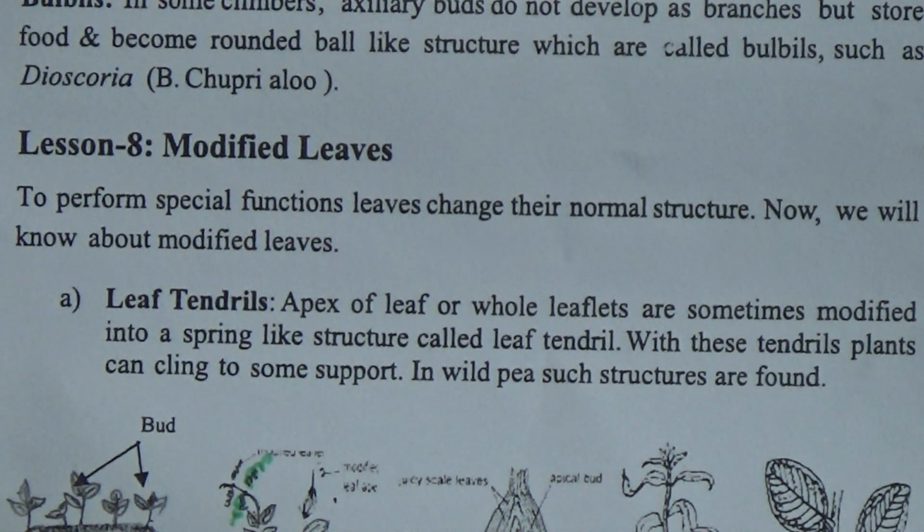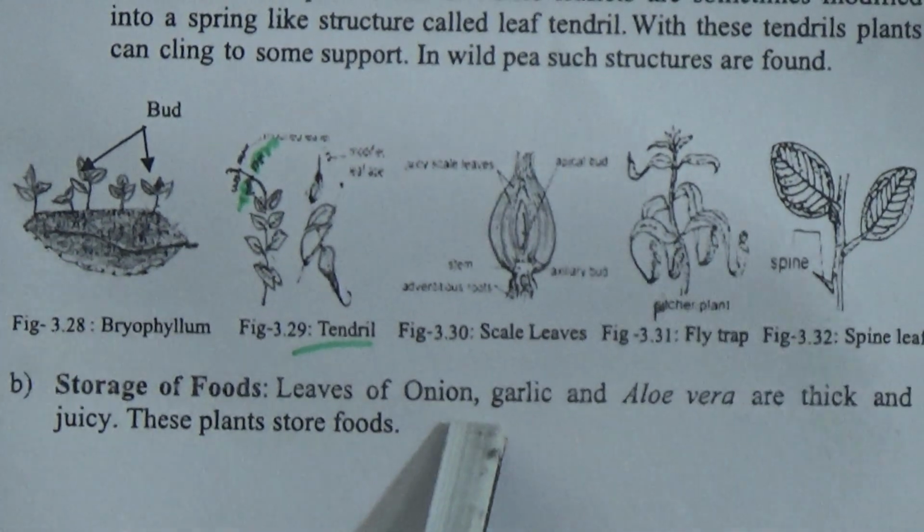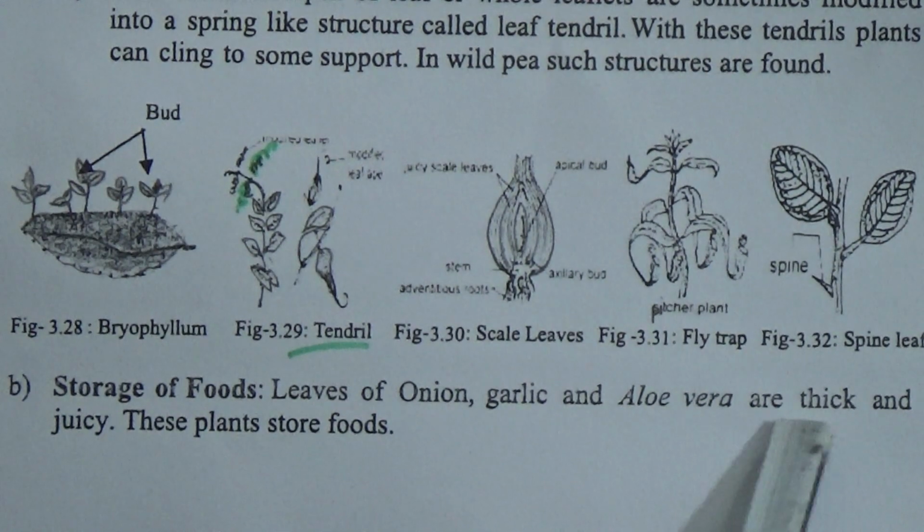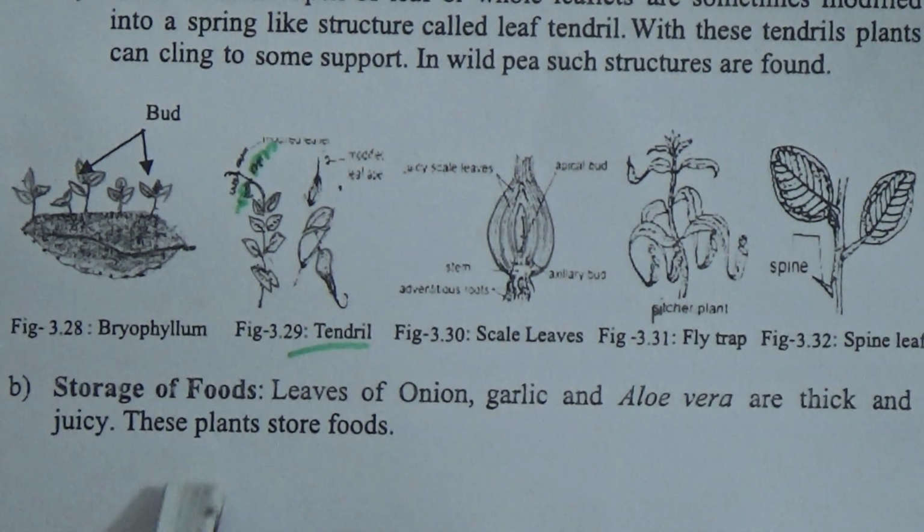And now, storage of food. Leaves of onion, garlic and aloe vera are thick and juicy. These plants store foods.